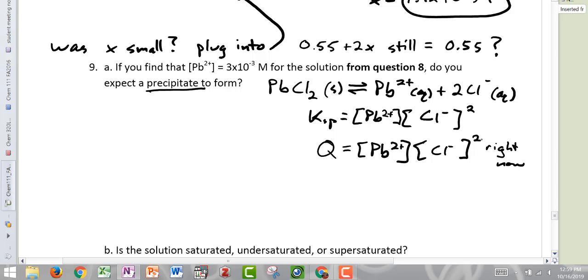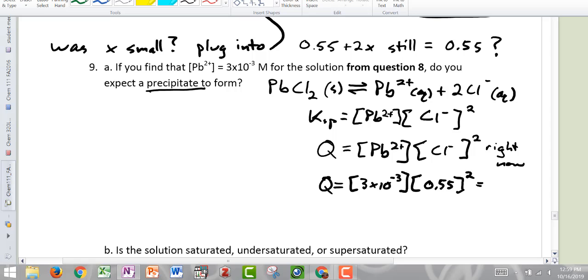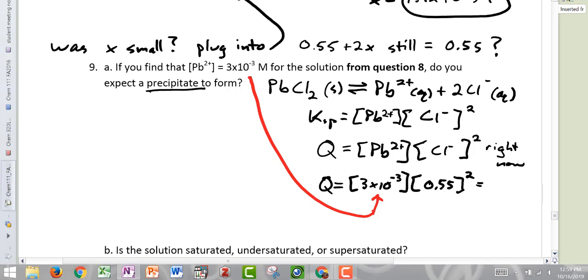I have a concentration of lead. Do I have a concentration of chloride? From the solution from question 8. Yes, I do. I have evaluated my conditions right now. I was told what lead was. I was told to go find the fluoride. I said sulfate again. Right?